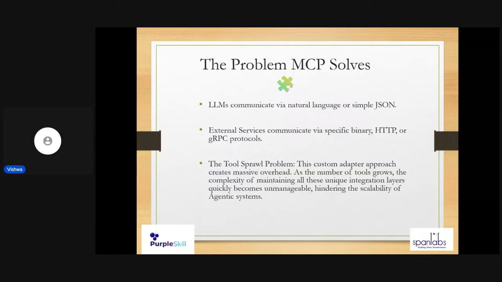Okay. So basically, how is the flow? The LLM communicates via natural language or simple JSON, correct? External services communicate via specific binary HTTP or gRPC protocols, correct? So the custom adapter approach creates a massive overhead. As the number of tools grows, the complexity of maintaining all these unique integration layers quickly becomes unimaginable, correct? So how can we fix this is the question.